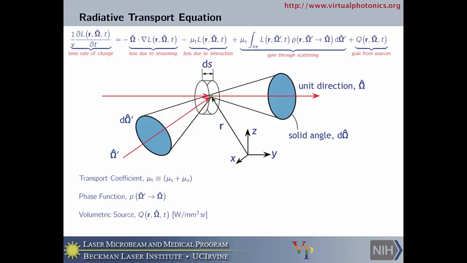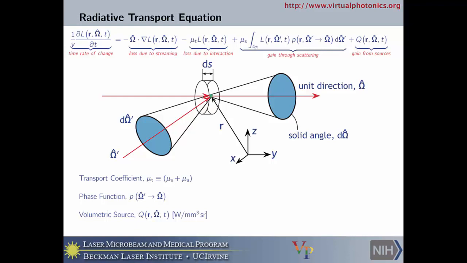And that's what this integral does. So what does this integral do? First it says, okay, how much scattering do you have in that location? Okay, so that's mu s. So that gives you some sort of magnitude of how much scattering you have.